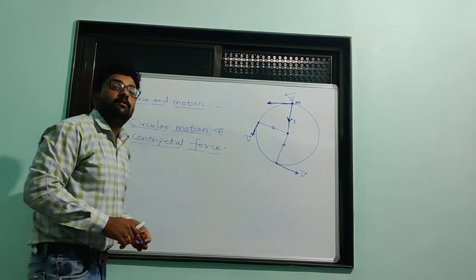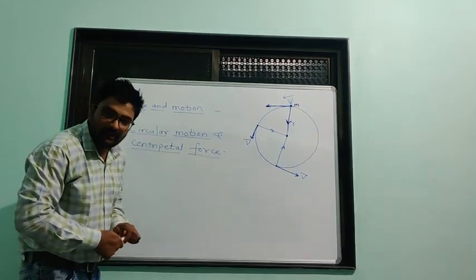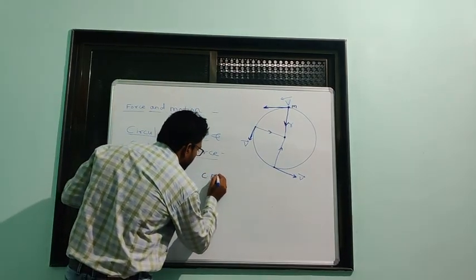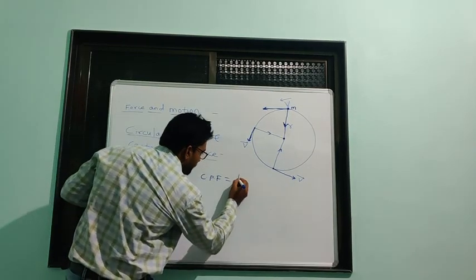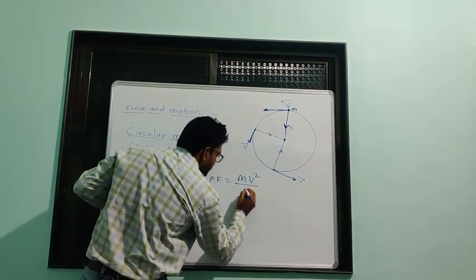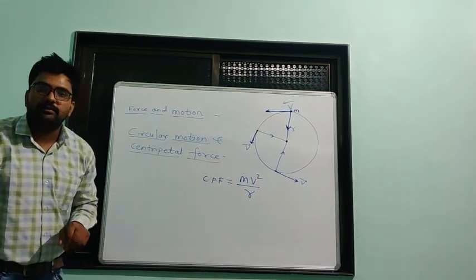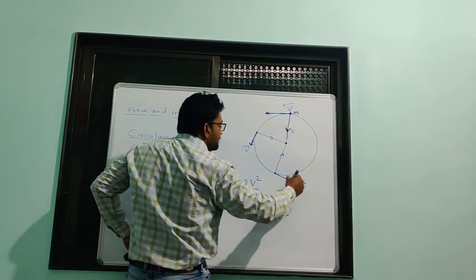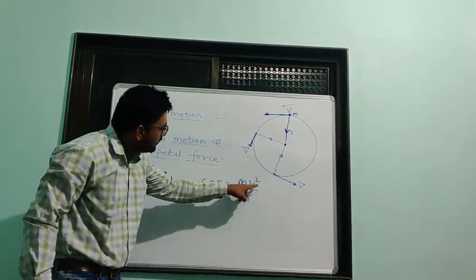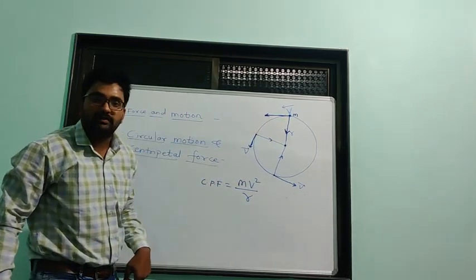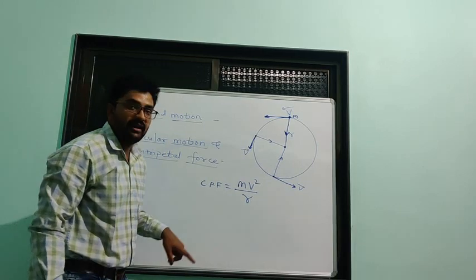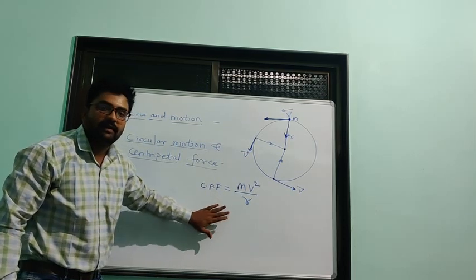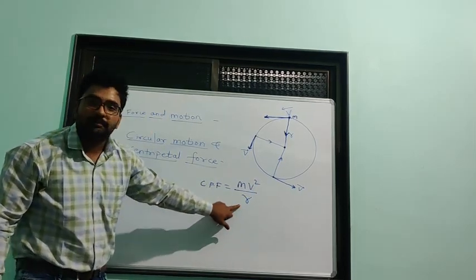Now what is the formula for the centripetal force? The formula for the centripetal force is given by m v square by r. Here m is the mass of the object which is in circular motion, v is the velocity of that object, and r is the radius of this circle. So this is the formula for centripetal force, mv square by r.